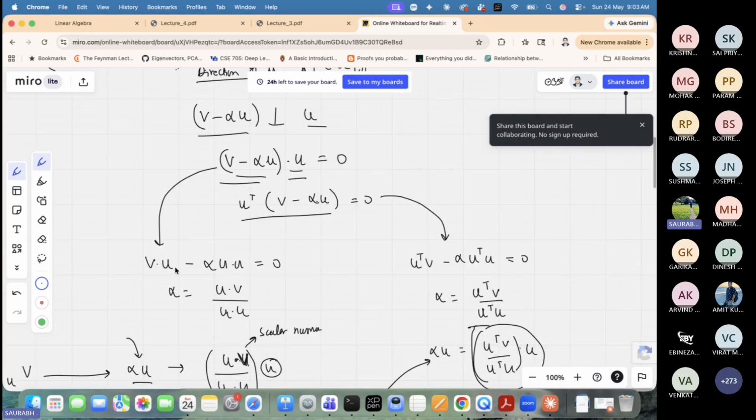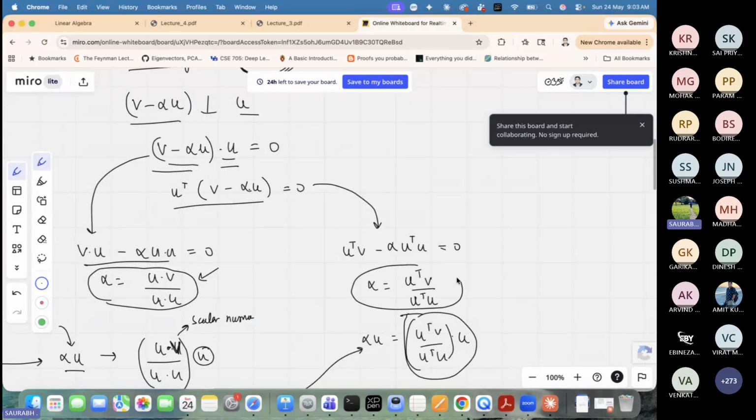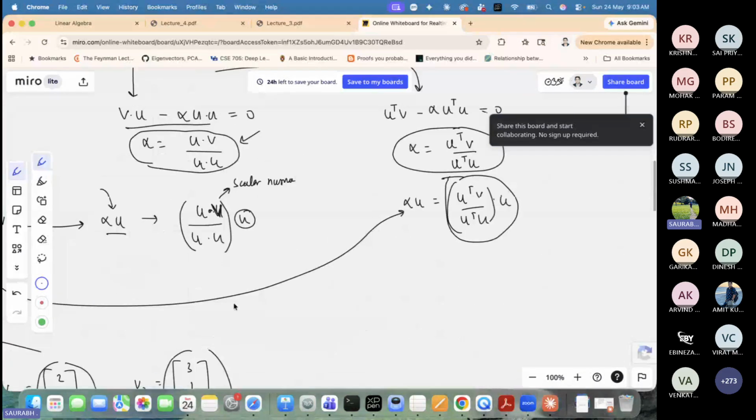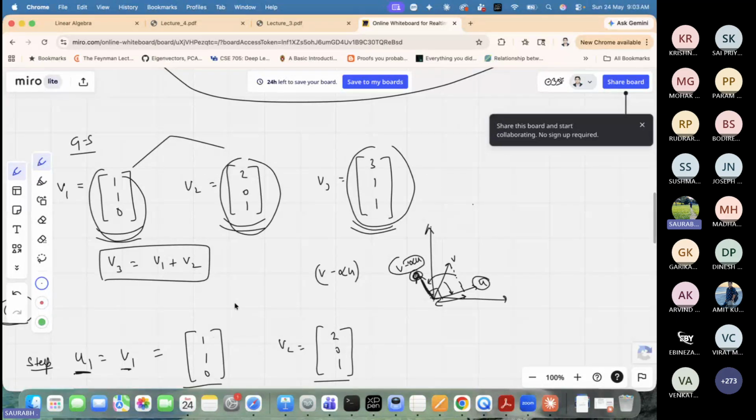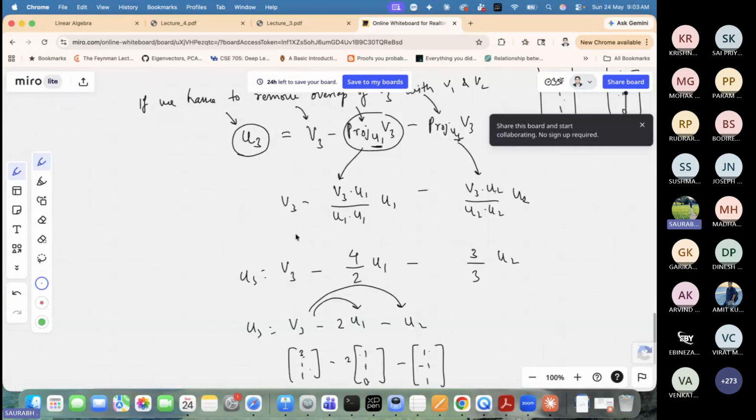Now, using the first form, you got to this part wherein you found what the scaling factor is. From the second form, you got to this. You can use any one of them, basically. Okay. And that's what the projection vector is. We have done nothing new here.